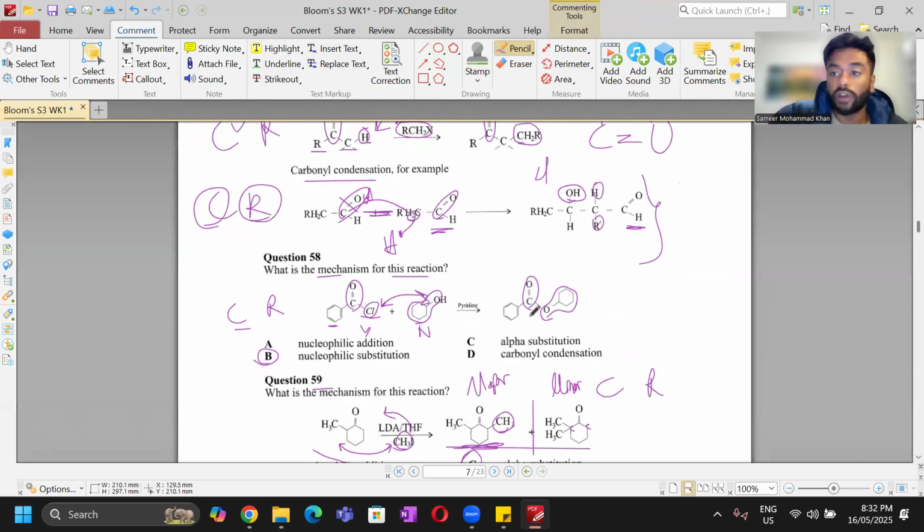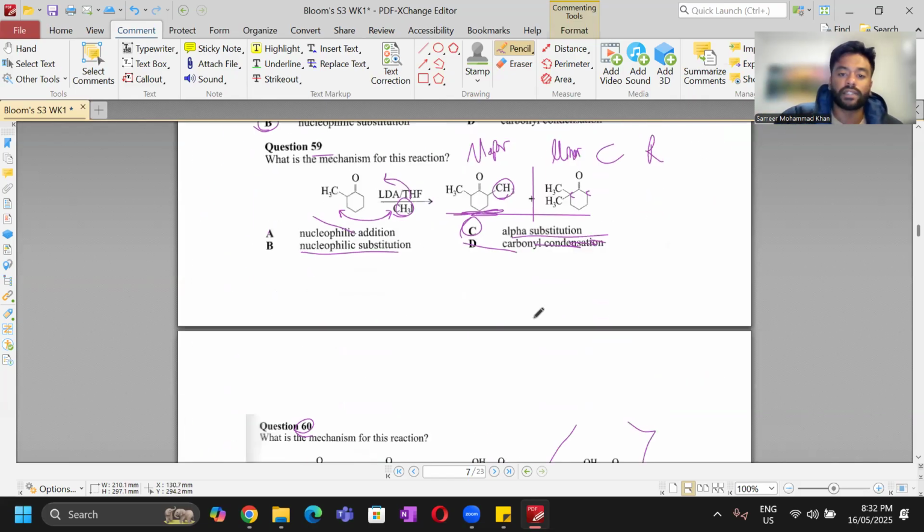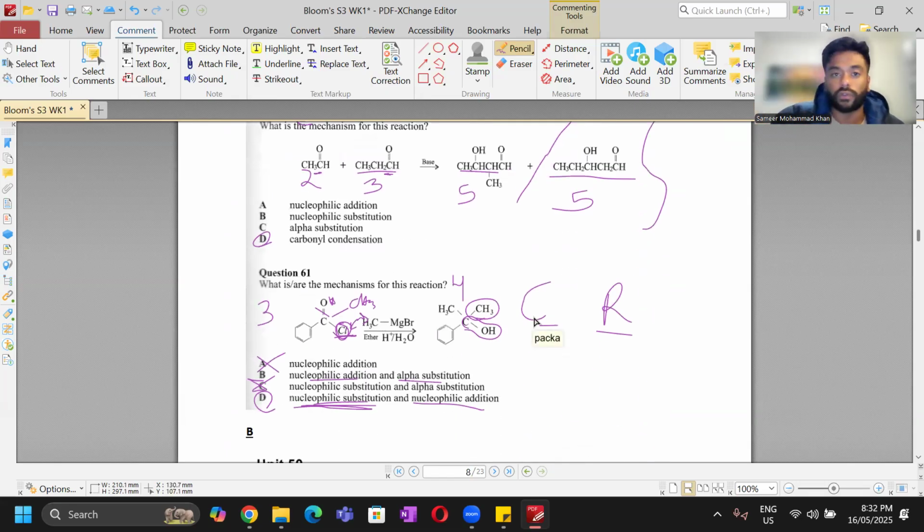So this is an introduction to spatial geometry and the two most important rules, central carbon and side groups. You need to make sure you're analyzing this in every organic chemistry STEM you hit, because that's the most efficient way of solving these problems.